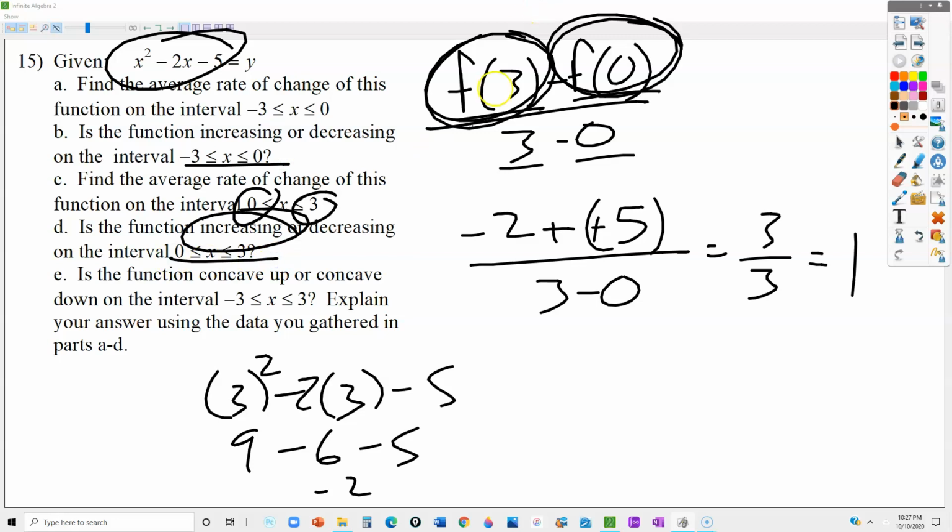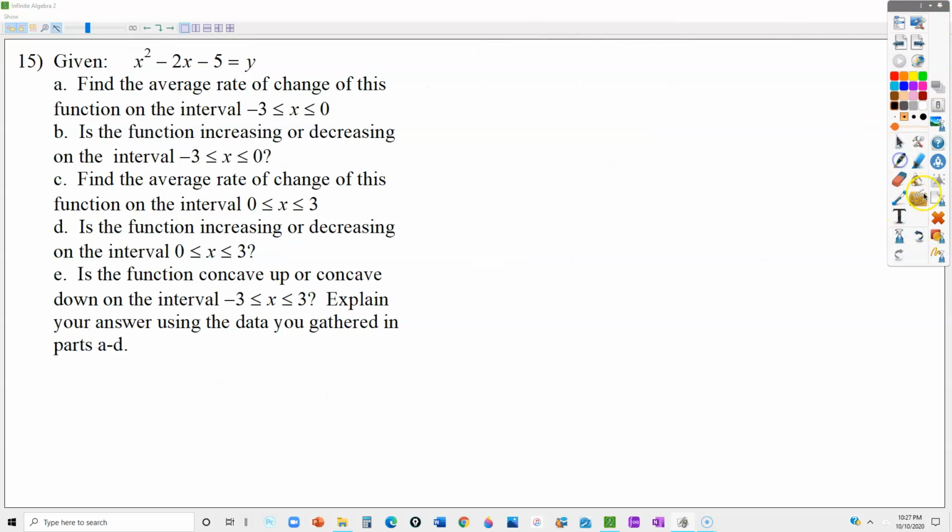Part D is asking me, is it concave up or down on the interval from negative 3 to 3. All right, now for that one, we made a little chart. We started by picking some x values. Now you only need 4. I'm going to use some of the numbers that I've already used here: negative 3, 0, we'll make one more number here, and 3. And then we're going to find the y values that go with it.